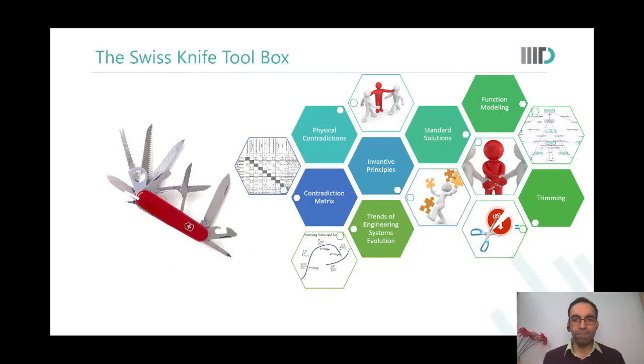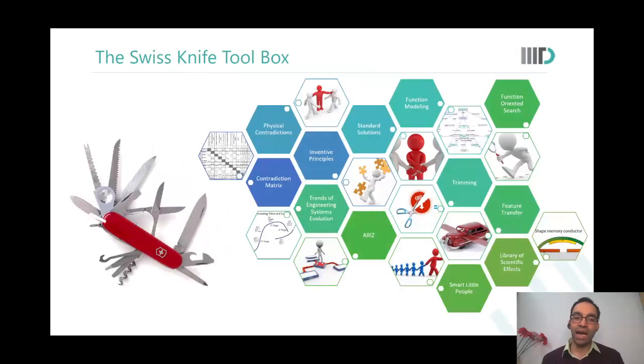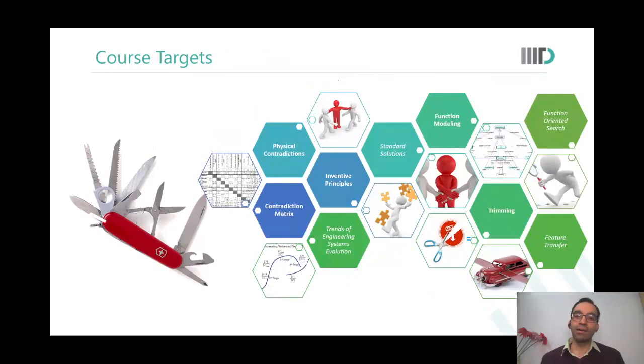So I have populated the TRIZ toolbox a little more. You see there are so many more tools there, and in fact, many, many more. In this course, we will look at just a few of these tools. We will look at contradiction matrix, inventive principles, physical contradictions, function modeling, trimming. We will only fleetingly look at engineering system evolution rules, standard solutions, function-oriented search, and feature transfer. But yes, we will look at those tools also. Many tools we will only look at in the phase of projects. Okay.